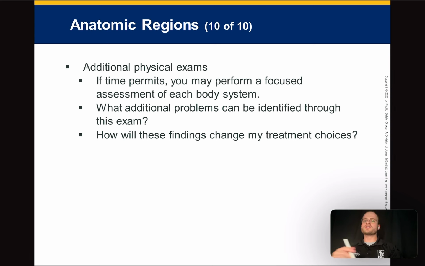So additional physical exams, if time permits, which sometimes you will have time, you can perform another focused assessment of each body system, or you could reassess if needed. And then what additional problems can be identified through the exam, right? So you need to ask yourself, what else can I find? How else can I confirm that this is appendicitis, that this is cholecystitis, that this is diverticulosis, right? And so we can do additional exams on top of exams when time and the patient and the situation permits to try to really nail in our diagnosis, okay?